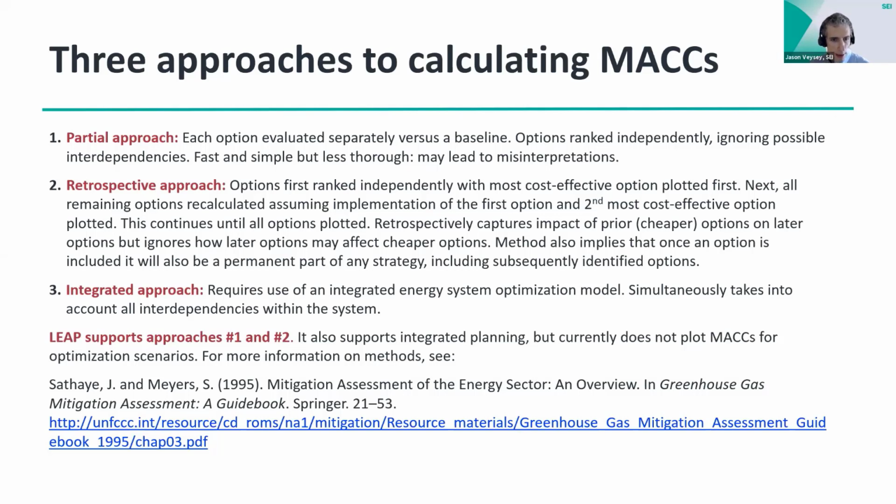The third approach that gets used is an integrated energy system optimization approach, which simultaneously takes into account the interdependencies within a system and then can allow you to generate a MAC curve by varying an overall carbon price and seeing how much additional mitigation you get at different carbon prices. LEAP itself supports the first two methods.